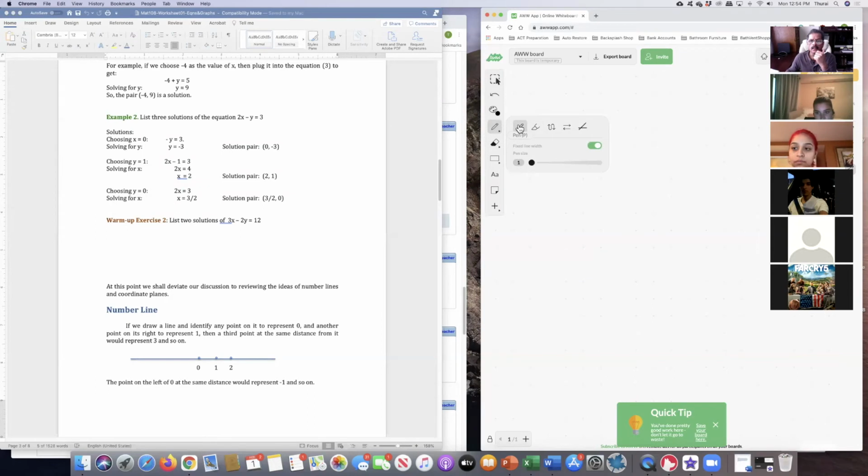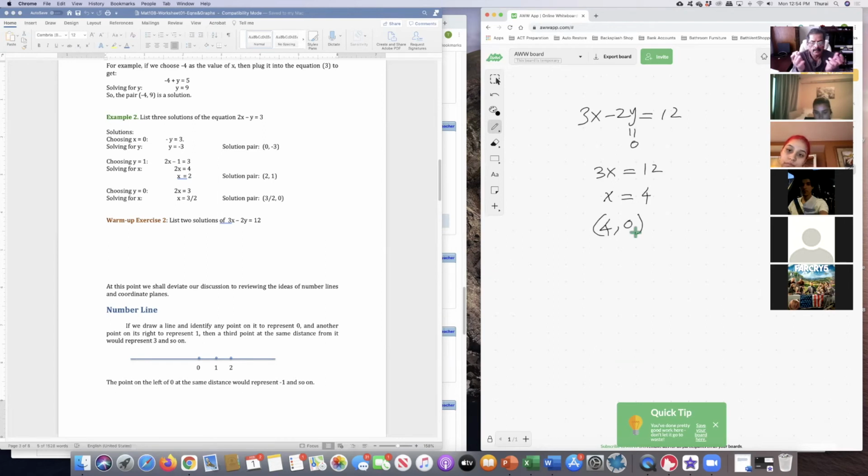How about 0 again? Or 0. Right? Yes, it is easier, right? So here's the equation, 3x minus 2y equal to 12. I'm going to choose 0 for the y. Then the equation becomes 3x equal to 12. Divide by 3, x equal to 4. So 4 comma 0. You always have to write the x number first. 4 comma 0 is your solution now.